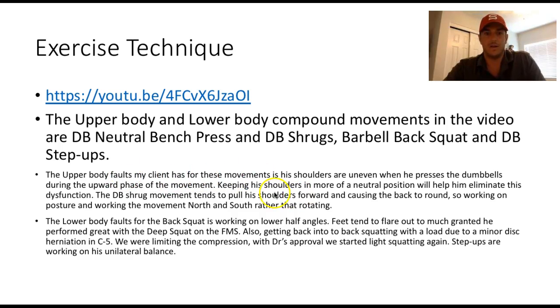The dumbbells, keeping his shoulders more in a neutral position, will help eliminate any sort of shoulder dysfunction, and his shoulders tend to be rounded, pulled forward. So with the shrugs, we're going to work on posture, standing upright, and working that shoulder pattern north and south to really help keep those shoulders more in a neutral position. With the back squats, his feet tend to flare out, so working more on foot angle, creating better torque within the lower half.